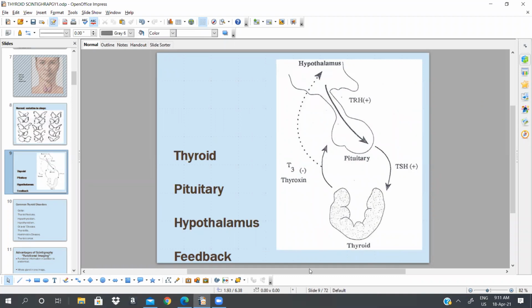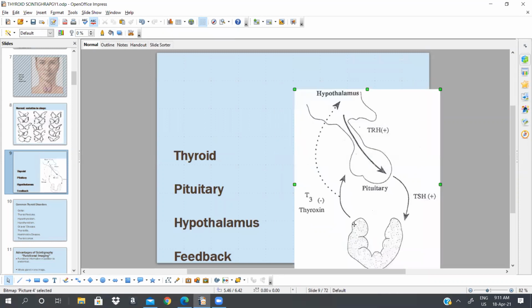If there is an excess of thyroid hormone, the pituitary will reduce the release of TSH, or vice versa. In hypothyroidism, the vice versa situation happens.